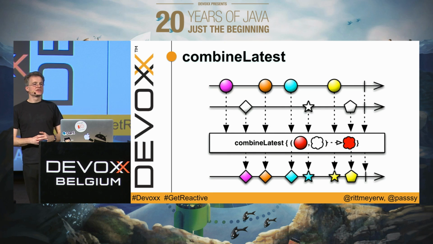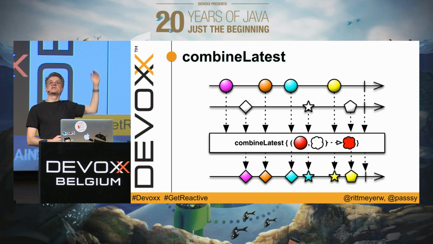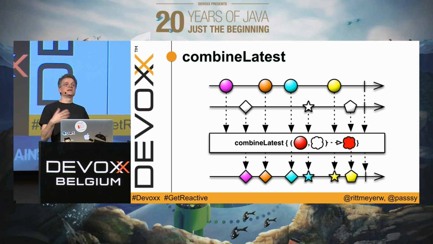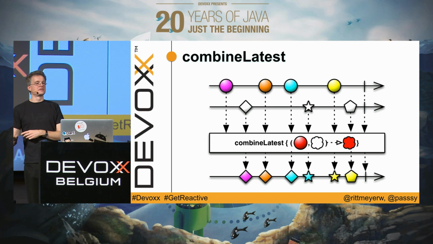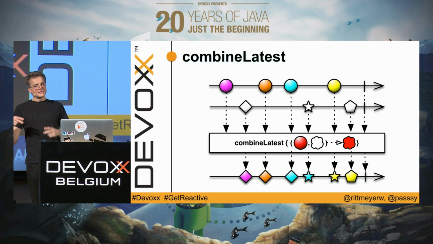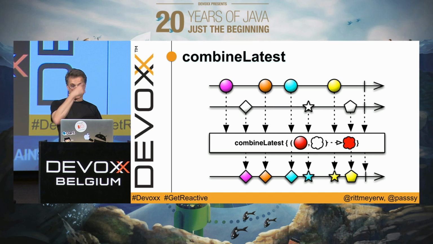Now this is a combination operator. You have two observables at the top, and of course one remaining observable at the bottom, and it always combines the latest items of each of the observables. It can only start emitting items when both have emitted items, but afterwards it always combines the latest. So that's why you have three diamonds at the bottom, and then you have another shape, but still the same color, because the color is still coming from the item before, at the top observable.